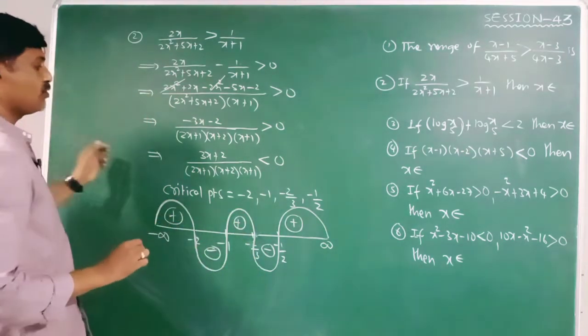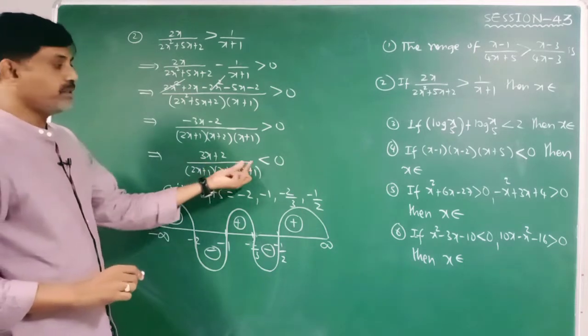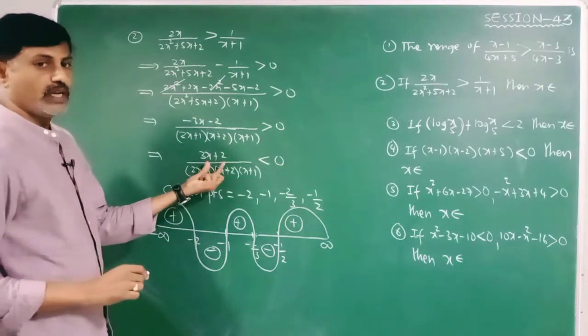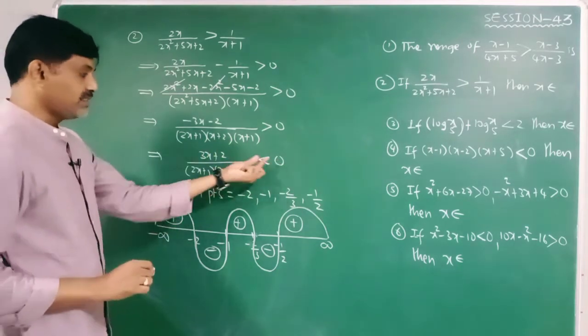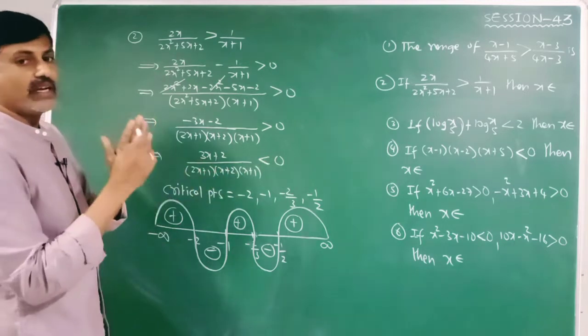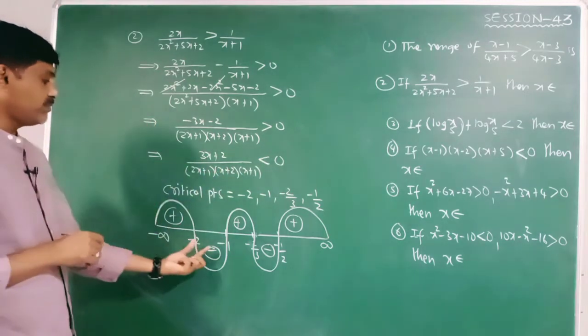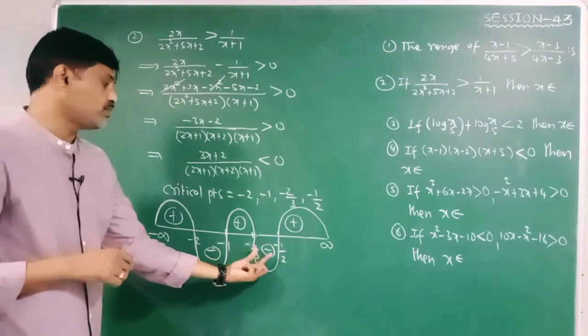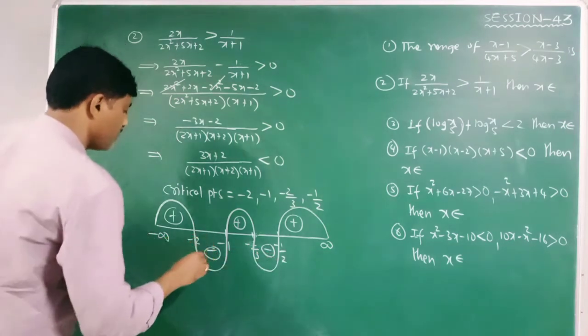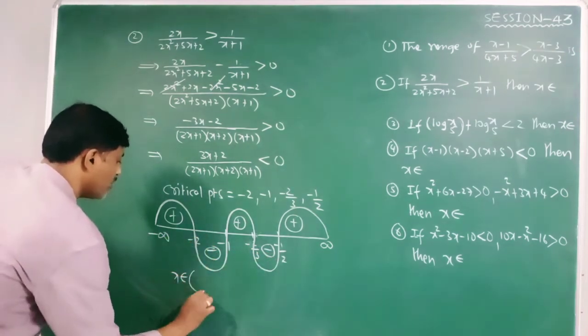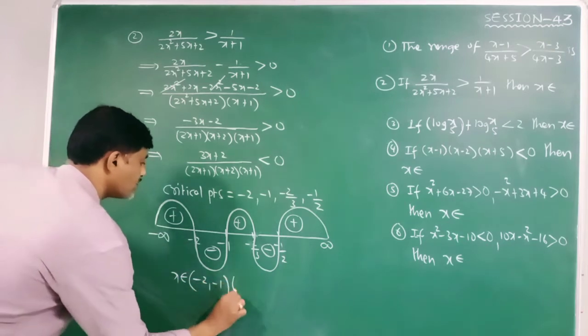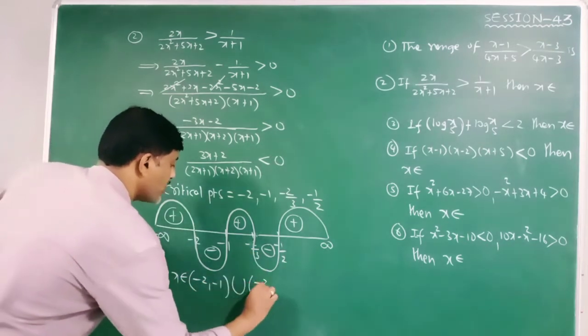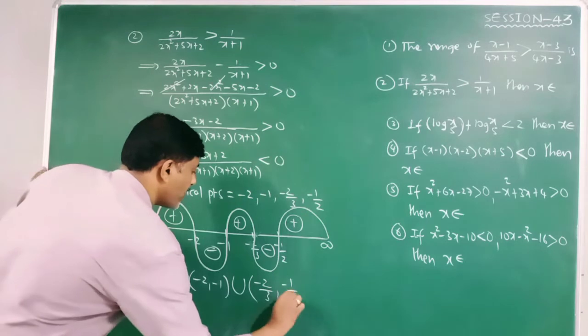Now the question is what? Minimum or maximum? Less than 0, minimum. As this is less than 0, it means where it is negative we have to write. Yes, this portion is very clearly negative, and this portion also very clearly negative. Therefore clearly x belongs to minus 2 to minus 1 union minus 2 by 3 to minus 1 by 2.